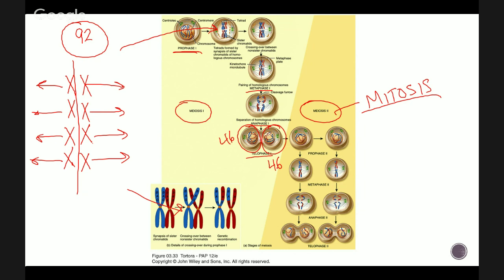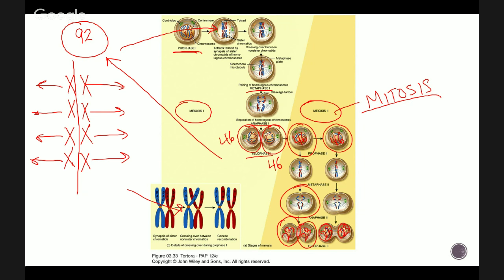So now we have two non-identical cells, each have how many chromosomes in them? Now it's just like mitosis, pretty much. So now all the chromosomes line up, single file down the middle. You rip them apart, and so now how many do you have in each of these? 46, you split in half, now you have 23.